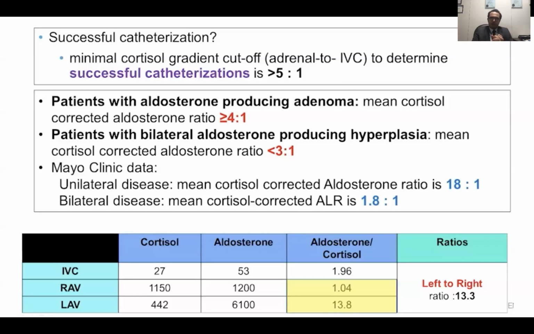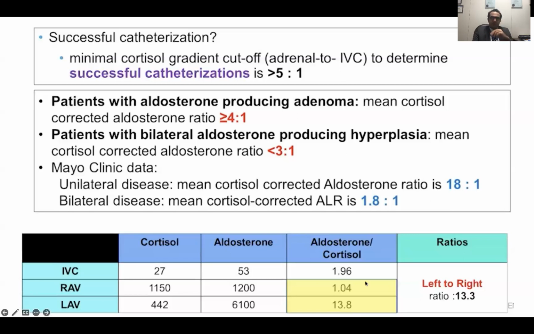According to the Mayo data, usually the mean is an 18:1 ratio. And the bilateral disease is when the ratio is less than 3:1. And in between is the gray zone. But the mean of bilateral disease is 1.8:1.